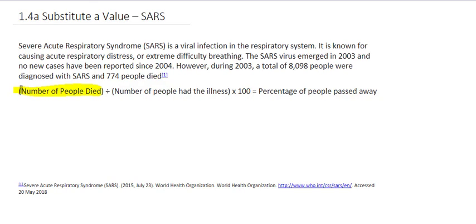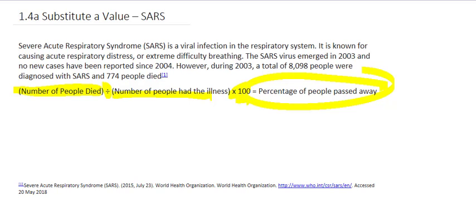The number of people who died divided by the number of people who had the illness times 100 equals the percentage of the people who passed away. So, for this problem, severe acute respiratory syndrome is a viral infection in the respiratory system. It is known for causing acute respiratory distress, or extreme difficulty breathing. The SARS virus emerged in 2003 and no new cases have been reported since 2004. However, during 2003, a total of 8,098 people were diagnosed with SARS and 774 people died.